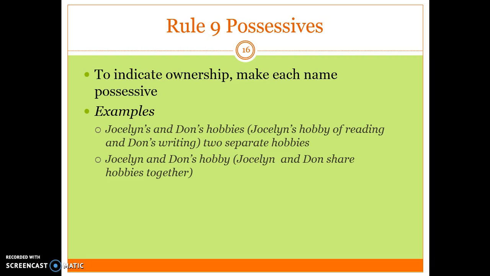It shows here that you only put the possession on the last noun, the last one, not the first one, but the last one. So you can see the difference. Unshared hobbies, unshared whatever, shared. It could be unshared businesses or shared business. So it can be that.